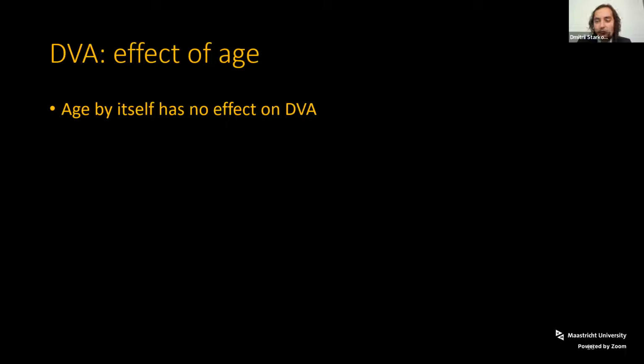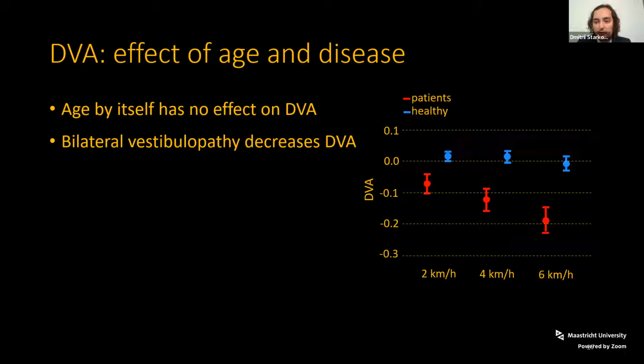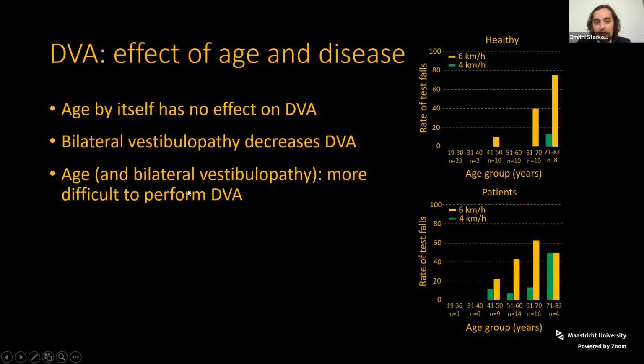The second finding was that all patients produce much less dynamic visual acuity. And this again demonstrated the fact that the test is suitable for discriminating patients from the healthy population. And the third finding was that age, and also in combination with the disease itself, decreases the chances to accomplish the test at all necessary speeds, especially at 4 and 6 kilometers per hour. And this happens in both groups, in the healthy people and also in patients. And this fact, again, is important because doctors should take into account when they test patients that not all subjects can walk fast enough to have the test with sufficient sensitivity.